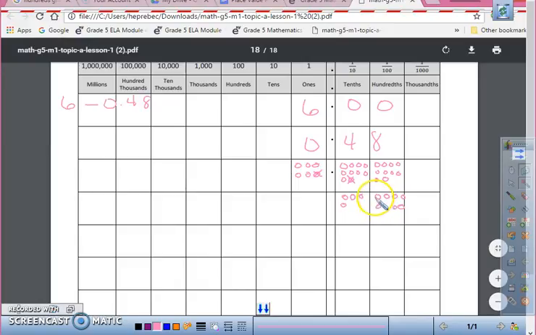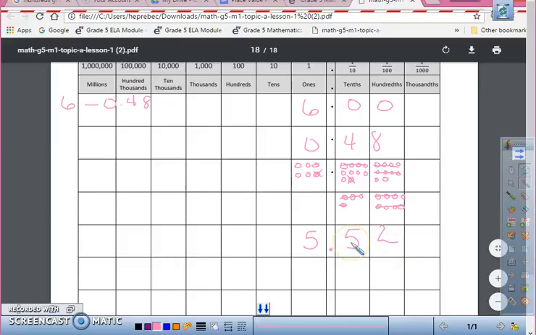So I need to get rid of 8 hundredths. I'm going to get rid of 8 hundredths here. All I have left is 2 hundredths. Now I need to get rid of 4 hundredths here. I'm going to cross out 4 here. I have 5 hundredths left over. And 5 minus nothing is 5. Okay, so that is 5 and 52 hundredths.